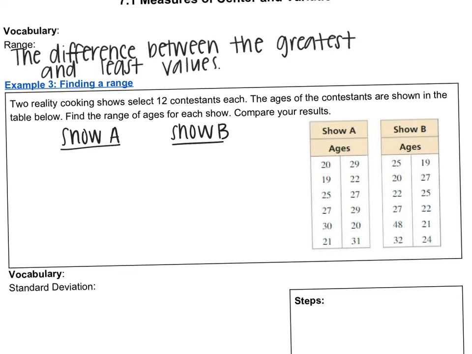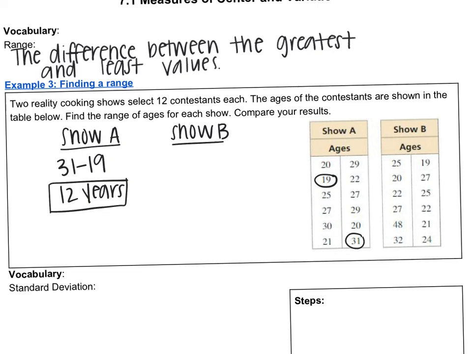So in order to find the range, I need to be able to compare the highest and lowest values. So I need to know the highest and lowest values. Be very careful here. Take a look at all of the ages in show A. I want you to find the lowest. Looks like it's 19. And I want you to find the highest. Looks like it's 31. We'll now subtract the lowest from the highest, 31 minus 19. And I'll get a range of 12 years. So what that means for me is I know that all the contestants are within 12 years of each other. They range 12 years.